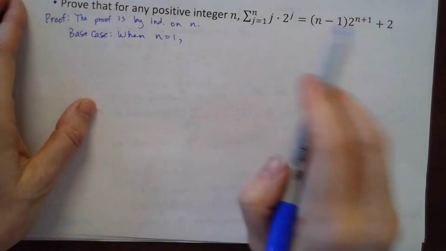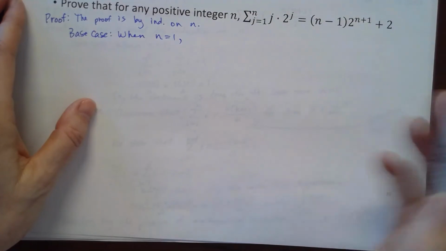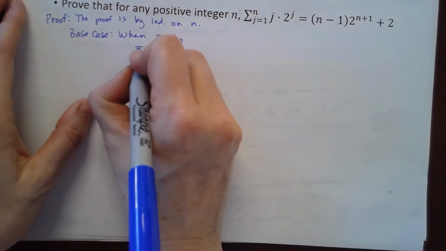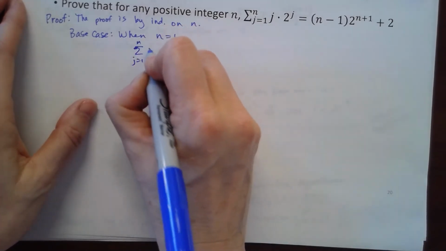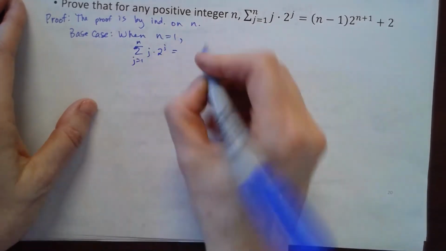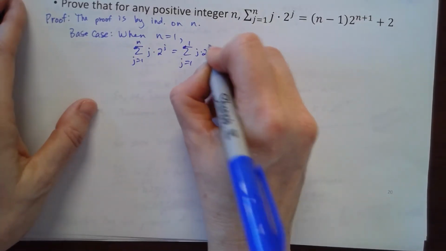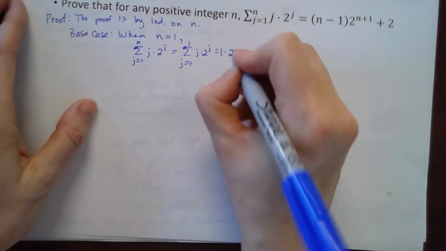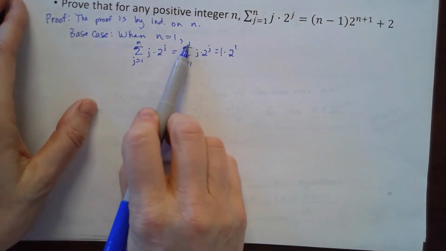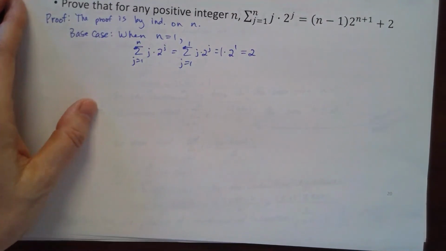Let's look at both sides of this equality, evaluate what the expressions would be, and see if they're equal. We've got the sum from j equals 1 to n of j times 2 to the j. If n is 1, let's substitute 1 in there. We start here at 1. That will be 1 times 2 to the 1. And we stop when we get to 1, we're already there. So this is just 2. That's the left side of the equality.